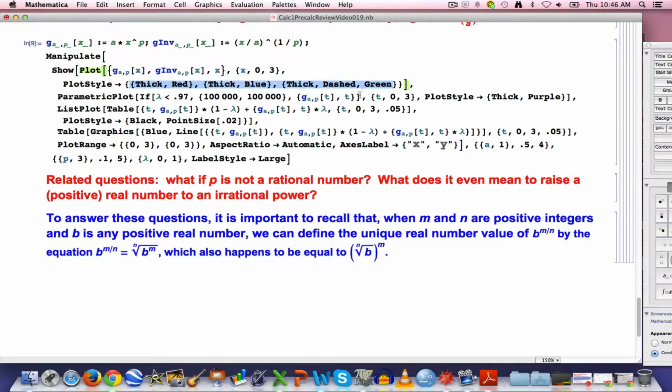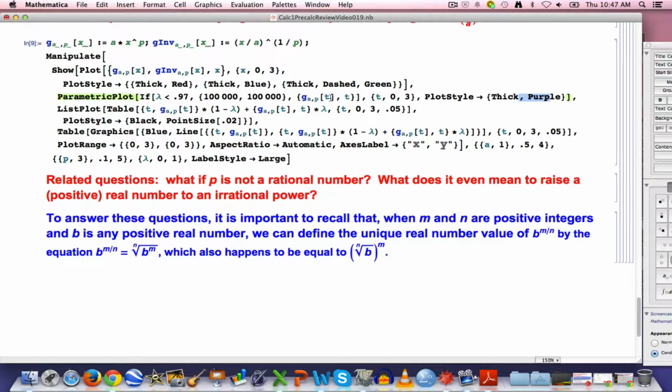I had in the last video another line here with parametric plot that I deleted because I did not need it, if you wrote that down from the last video. But I do need this parametric plot if I want to have that effect of changing the blue graph to purple at the end. It involves the if command. If lambda, the parameter that does the animation of the reflection, is less than 0.97, this plots a point way out at coordinates 100,000, 100,000. Otherwise, when lambda is close to 1, we plot a point whose coordinates are these two things, which are points on the graph of the inverse function. It's the purple graph that you see at the end.